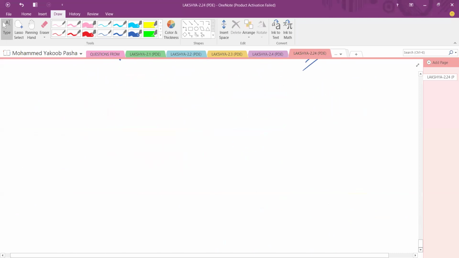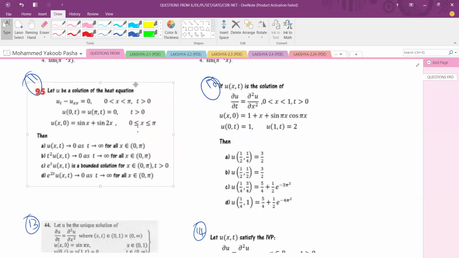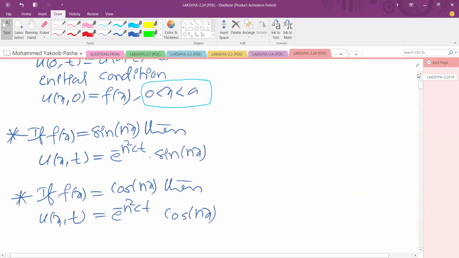This is my problem number 10, that means 11 in the booklet. So I am taking this problem. This is my next problem.